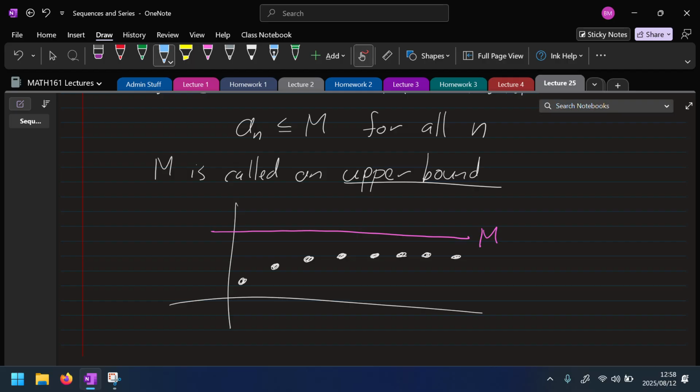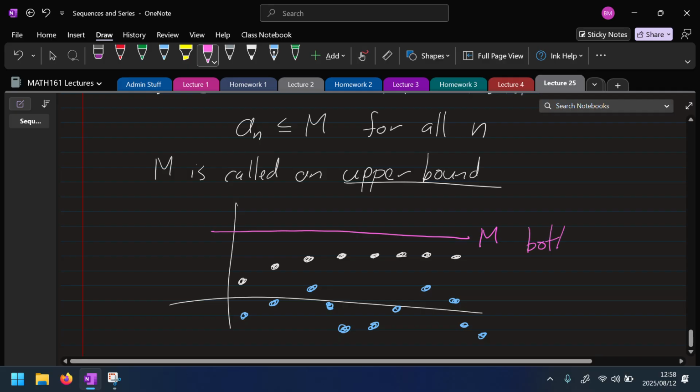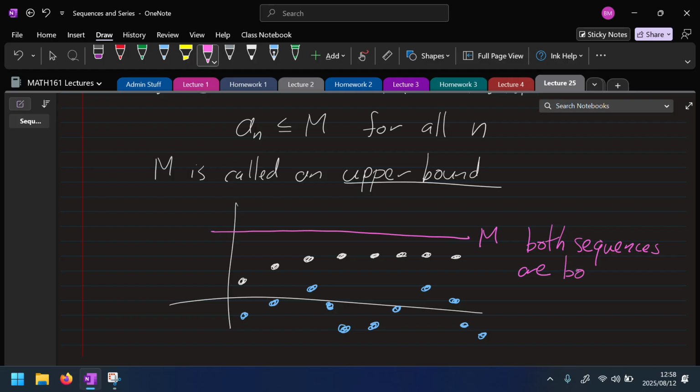Okay, it could do something else. Maybe your sequence does something like this. So we've got the example with the white dots. It never goes beyond the pink line. And the one with the blue dots also never goes past the pink line. So in both cases, those sequences are bounded above by M.